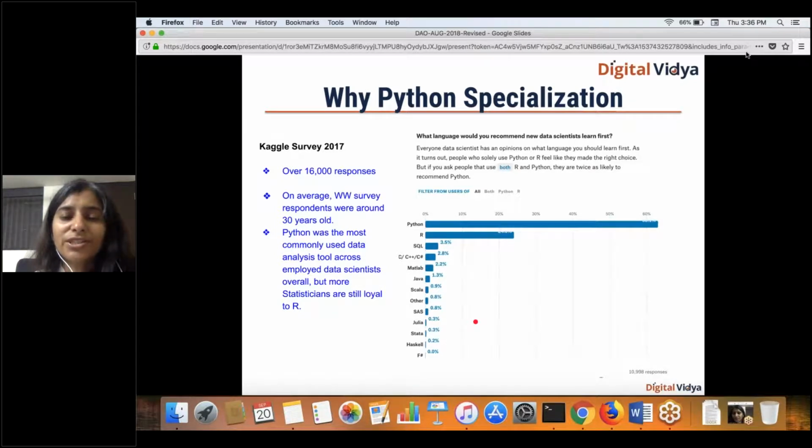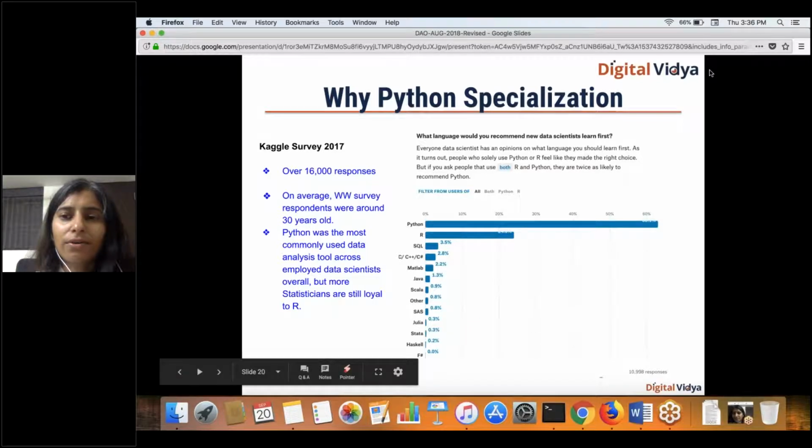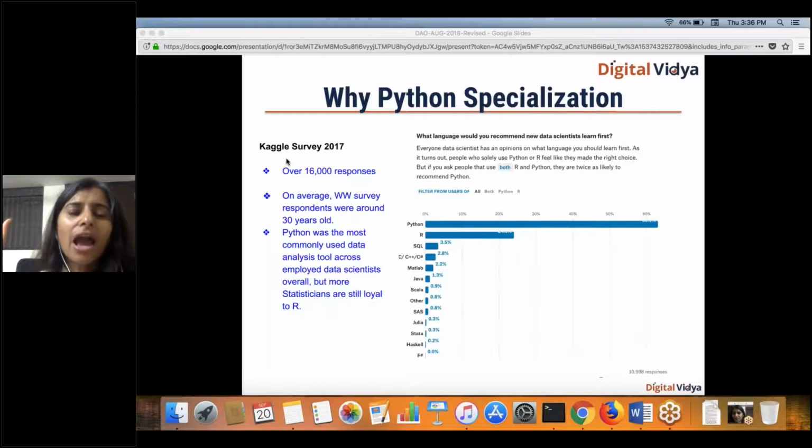So let me just quickly check how many of you are familiar with Kaggle. If you can put your hands down and then raise them again. How many of you are familiar with Kaggle as a data science platform? Okay. So for those who don't know yet, go ahead and browse it.